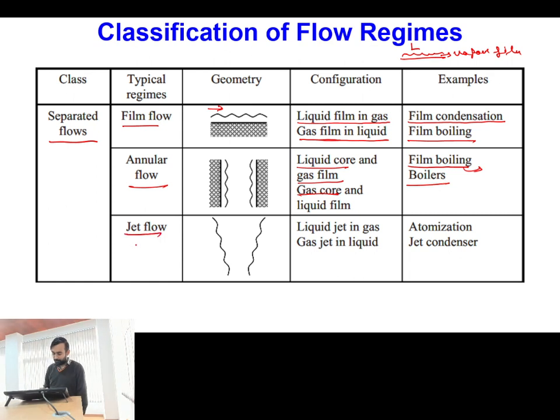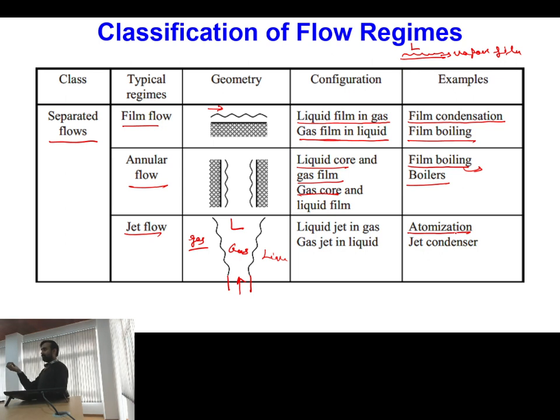Then third is jet flow. So say you have a pipe. From this pipe, some liquid is coming out. So this is a liquid jet, and outside I have a gaseous medium. Or I can have the reverse situation, that I am having a gaseous jet which is coming out, and outside I have a liquid medium. Okay. So this type of situation we see in atomization. So what happens inside an IC engine? We have a fuel injector where a liquid jet is coming out, and in the surrounding we have a gaseous medium.